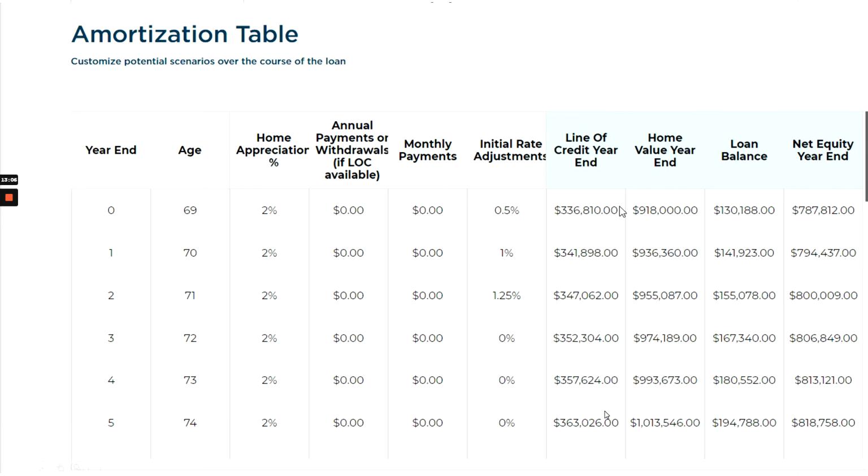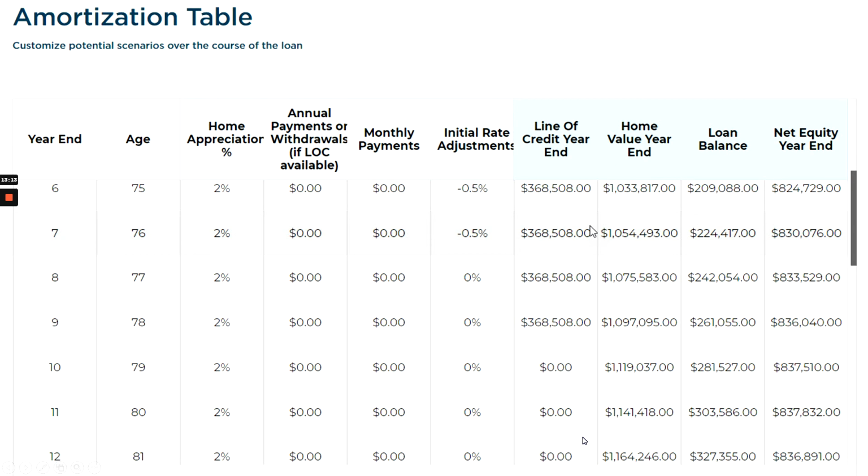So let's look at the end of year 5. You went from $331,000 available to $363,000. Into year 12, 0. Now why is that? Again, at the end of year 7, your growth rate stops. See, this number is the same for the last 3 years. And then after year 10, you lose the credit line altogether. It zeroes out. It gets frozen.